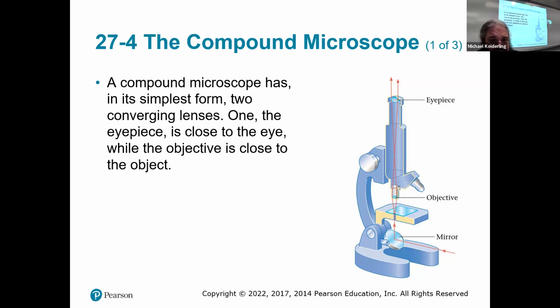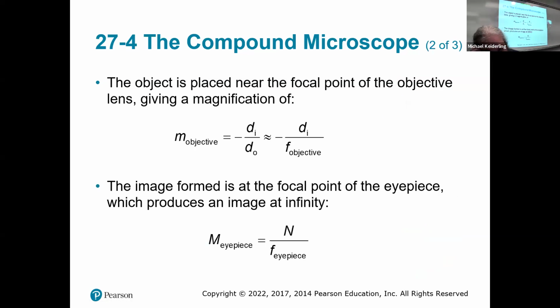So a compound microscope in its simplest form has two converging lenses. One, the eyepiece, is close to the eye, while the objective is close to the object. The object is placed near the focal point of the objective lens, giving a magnification of minus di over do, which is approximately minus di over the focal length of the objective. And the image is formed at the focal point of the eyepiece, which produces an image at infinity. So the magnification of the eyepiece is n over the focal length of the eyepiece.